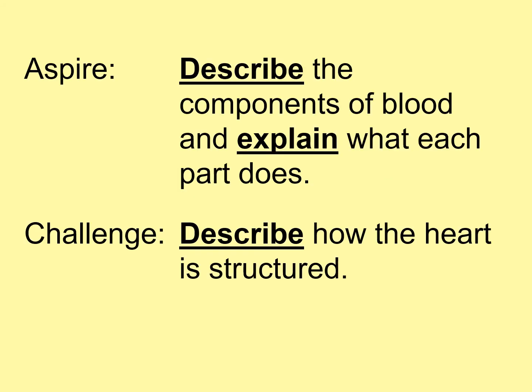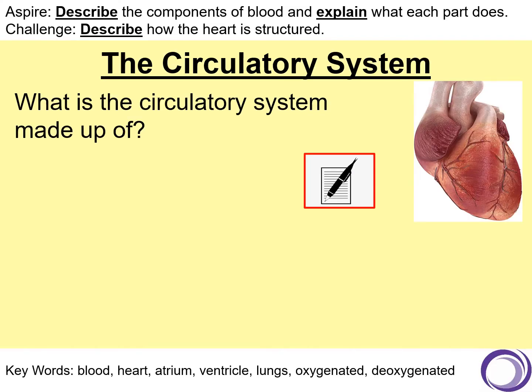So the next part of this lesson on body systems is on the circulatory system. The challenge for this section is to describe how the heart is structured, and the aspire is to describe the components of the blood and explain what each part does. The first question that I would like to ask you is, what is the circulatory system made up of? I'm going to give you a minute and a half to write down your ideas. Off you go.